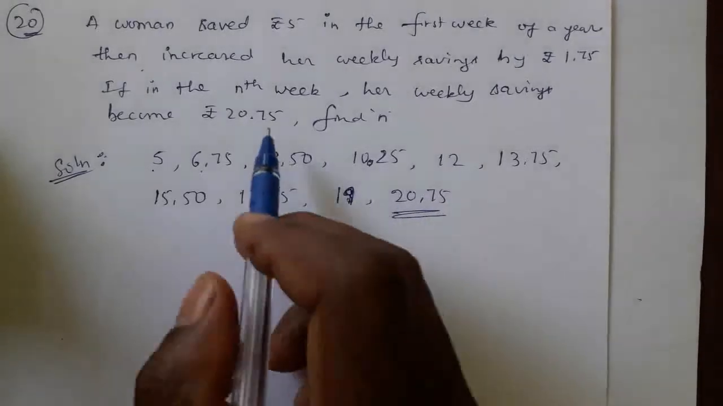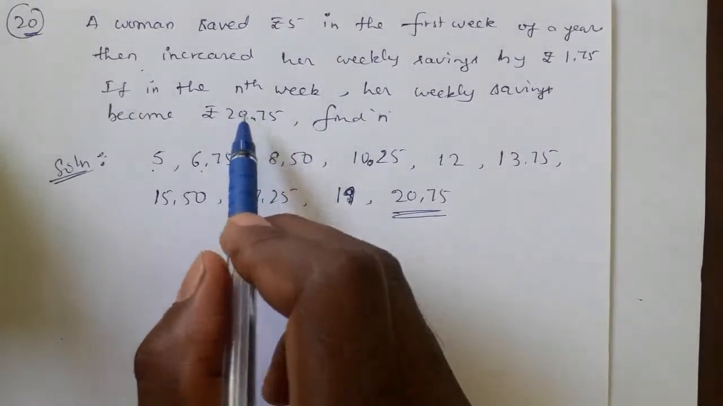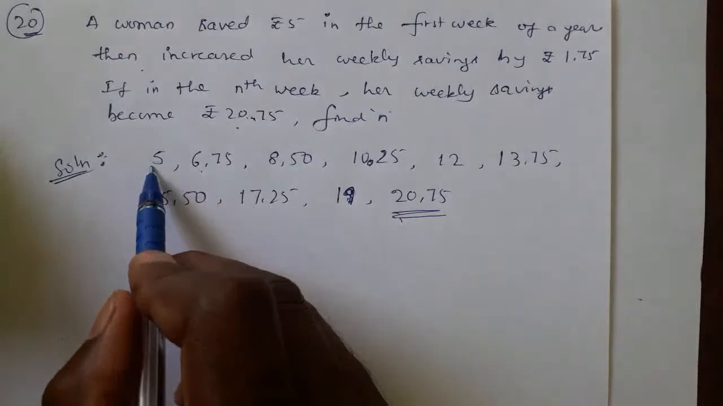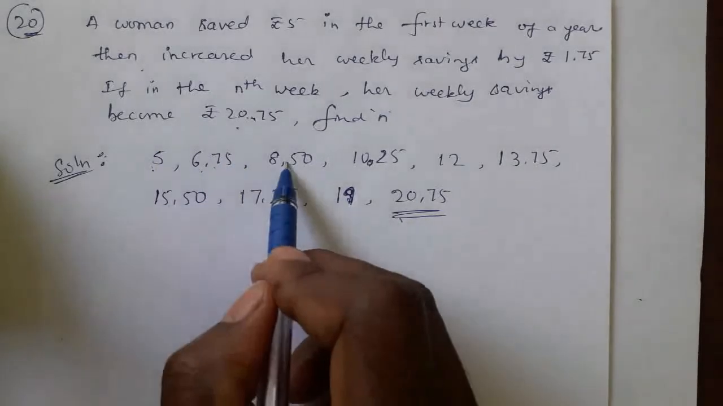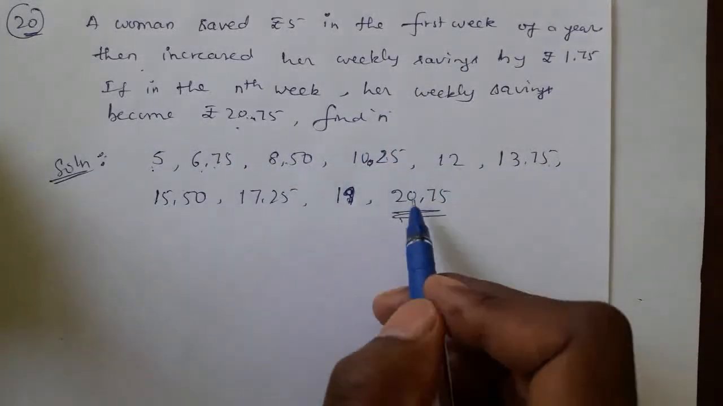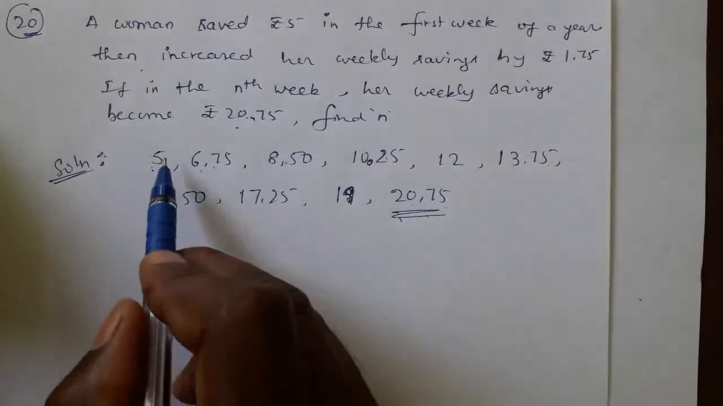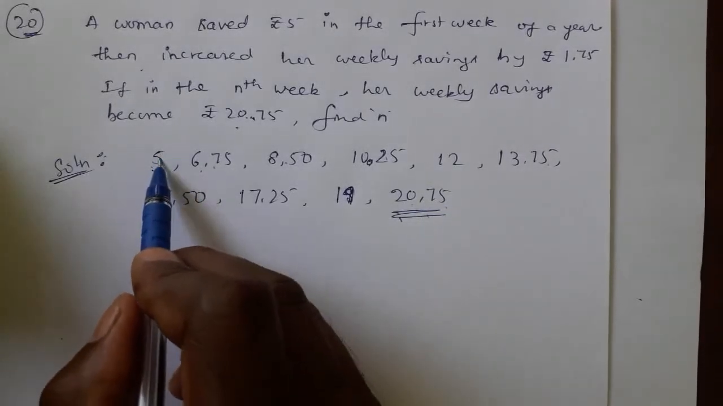Look, we reached 20.75. The question is in which week 20.75 is reached. When we continuously add 1.75 to 5 rupees, in which week do we reach 20.75? This is the first week, and we have to count from the first week.